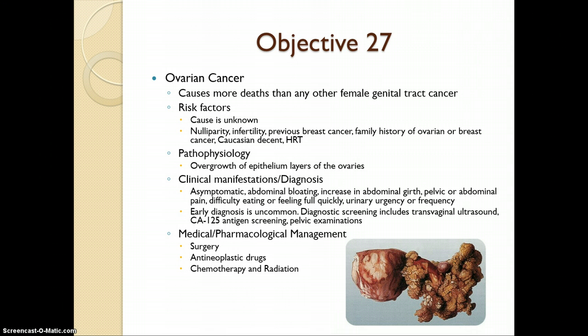Clinical manifestations and diagnosis: the patient may be asymptomatic. They may have some abdominal bloating, an increase in abdominal girth, some pelvic or abdominal pain, difficulty eating or feeling full quickly, urinary urgency or frequency. The signs and symptoms of ovarian cancer are very vague and nonspecific. Early diagnosis is uncommon. Diagnostic screenings include a transvaginal ultrasound, looking for the CA-125 tumor marker, and pelvic exams. Again, the medical and pharmacological management includes surgery, anti-neoplastic drugs, and chemotherapy and radiation.